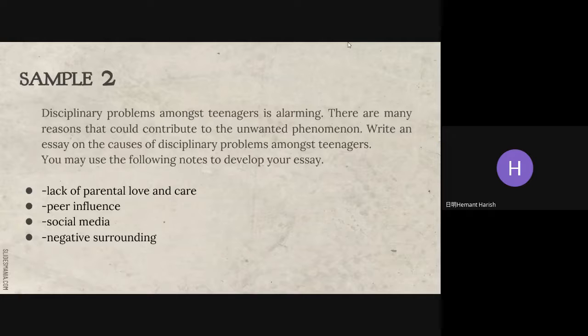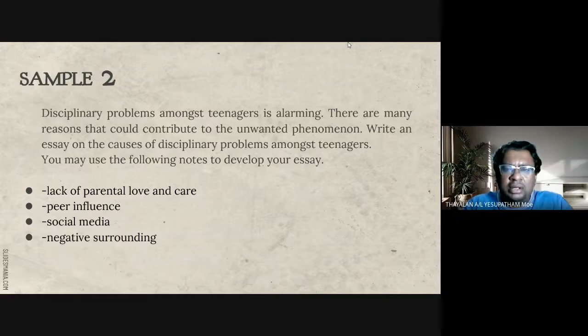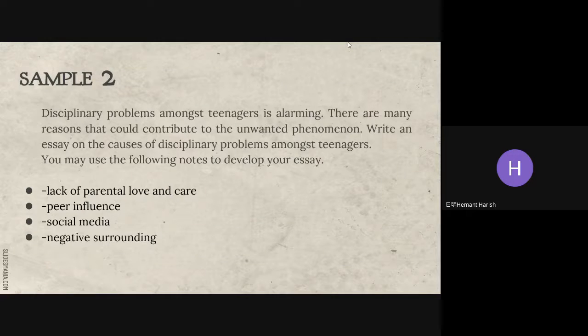Disciplinary problems amongst teenagers is alarming. There are many reasons that could contribute to the unwanted phenomenon. Write an essay on this cause of disciplinary problems amongst teenagers. You may use the following notes to develop your essay. Lack of parental love and care, peer influence, social media, negative surrounding.